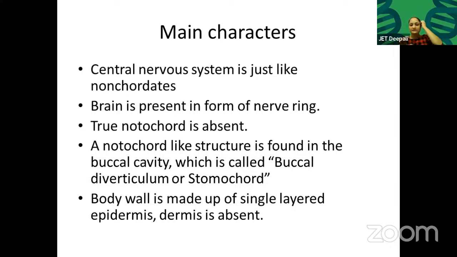A notochord-like structure is found in the buccal cavity. What is the buccal cavity? This cavity, at the joint of the proboscis and collar. It is called the buccal diverticulum or stomochord. The body wall is made up of a single-layered epidermis. Dermis is absent.